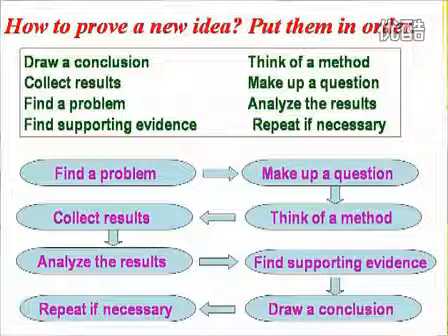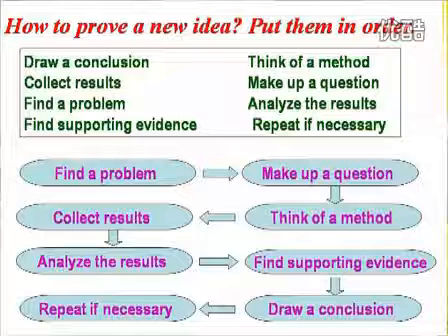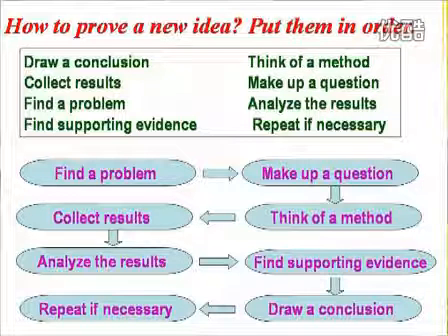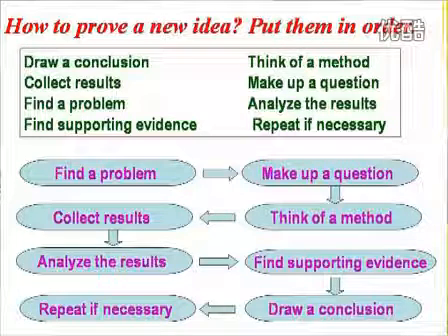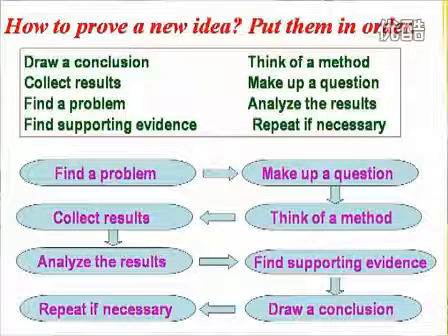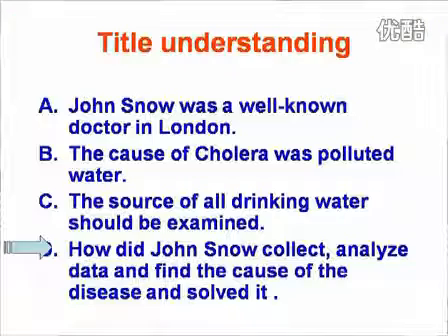Okay. Now this is a procedure of how to now make a research about science. Okay. How to prove a new idea. Now first find a problem, make up a question, think of method, find supporting evidence, draw a conclusion. Now repeat if necessary, analyze the results, collect results. Okay. Now this is a procedure about this. Now next, we will understand the title. 我们要理解一下我们的课题那么 John Snow defeats skin cholera.